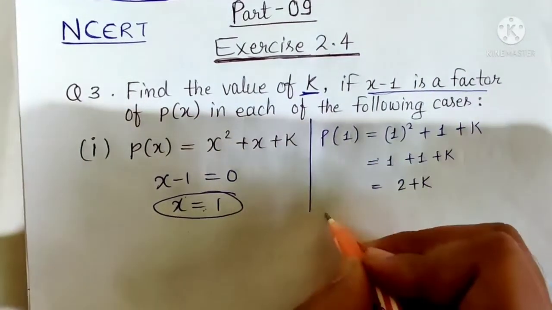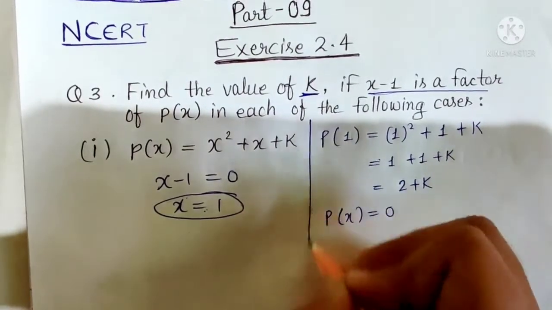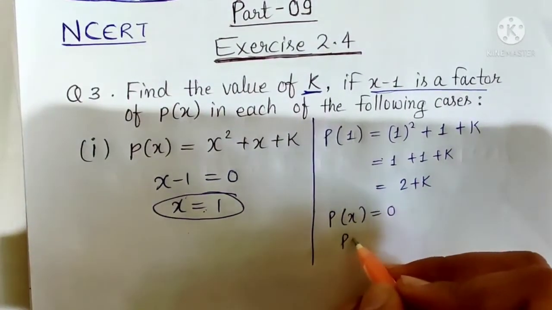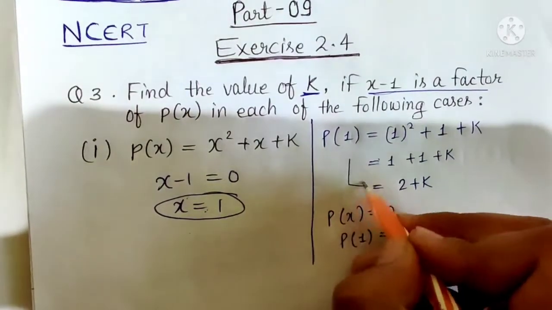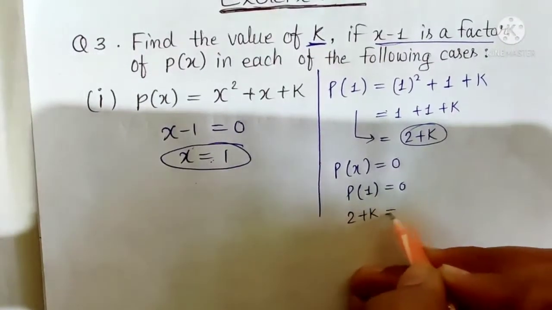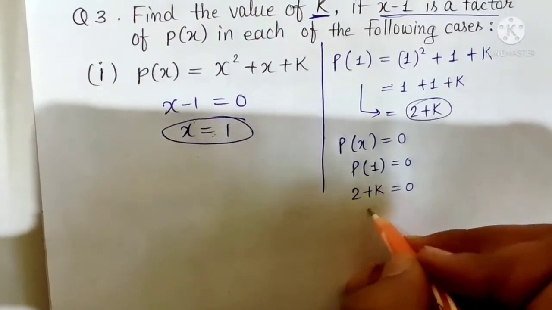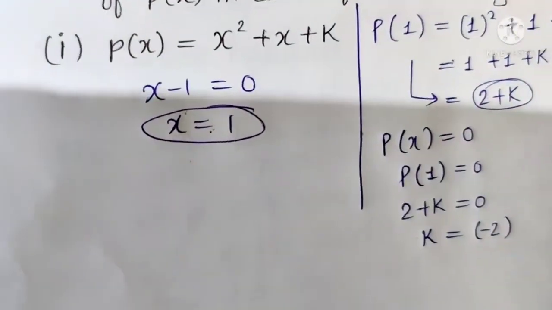Now we can say that p(x) equals 0, so it means p(1) equals 0. What is p(1)? p(1) is equal to this, 2 plus k. So 2 plus k equals 0. So what is the k value? The k value will come minus 2. This is the value of k.